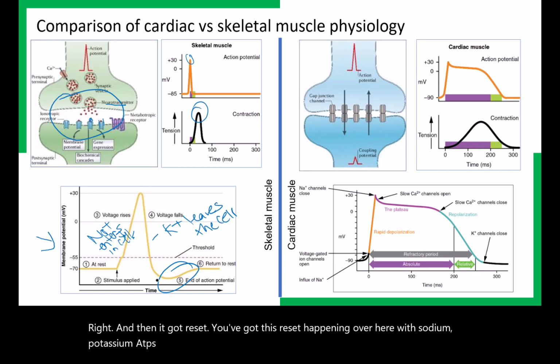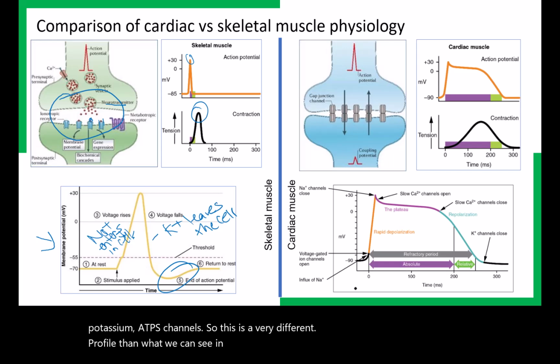You've got this reset happening over here with sodium-potassium ATPase channels. So this is a very different profile than what we can see in cardiac muscle. So this is the profile of the action potential in ventricular cardiac muscles.